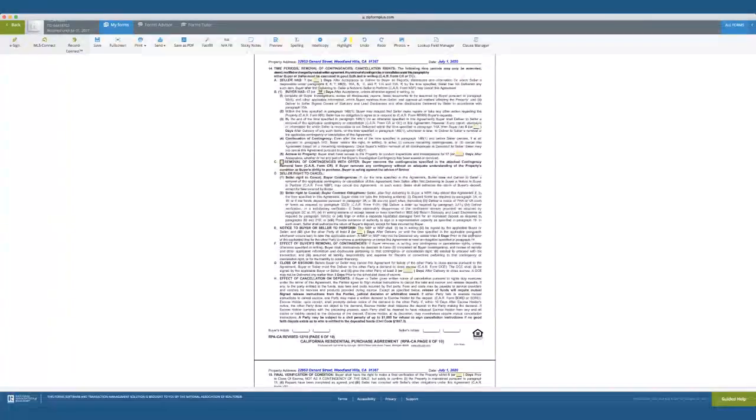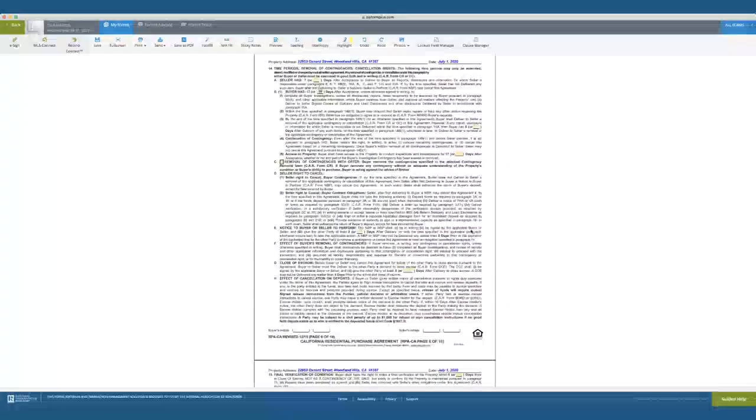But everybody thinks that contingencies can't end on a weekend or a holiday. They can end on a weekend or a holiday. It's the way to enforce that contingency, the notice to perform, that can't end on a weekend or a holiday. So it would have to carry over to the next day. So just keep that in mind.